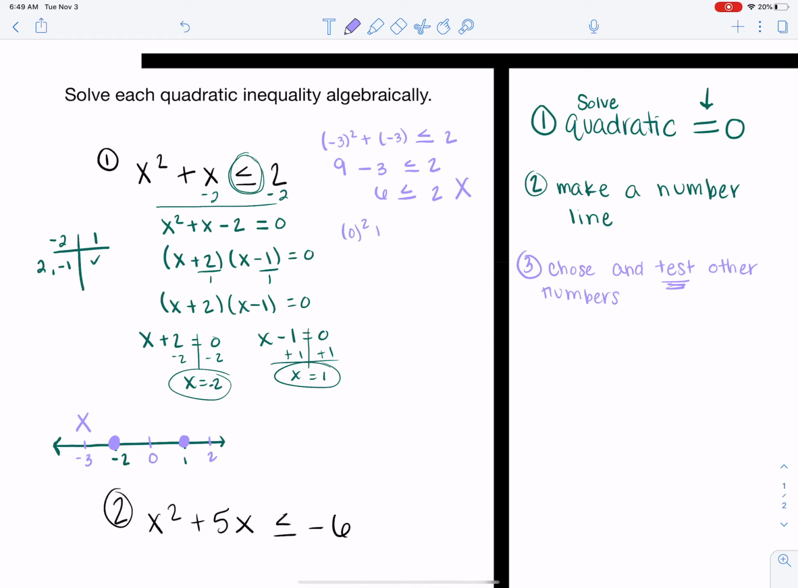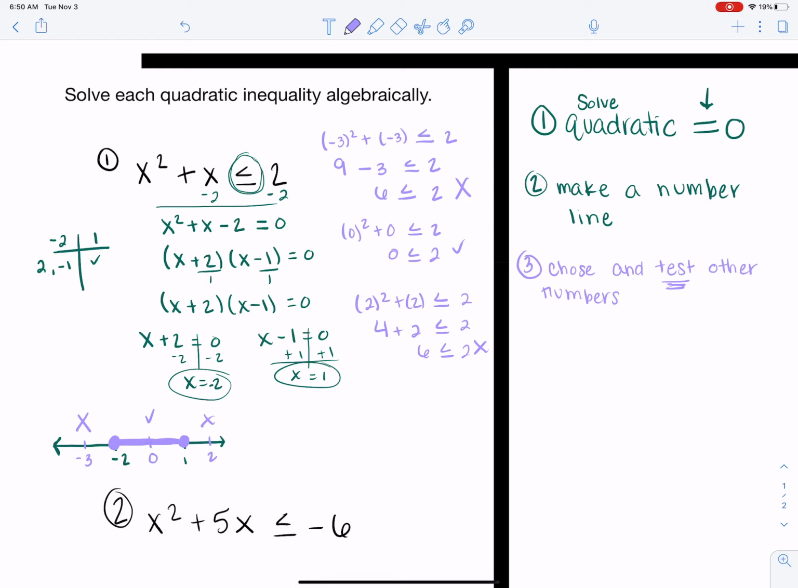Okay, now let's test 0. So 0 squared plus 0 has to be less than or equal to 2. 0 squared is 0, plus 0 is 0. 0 is less than or equal to 2, so I am going to shade the center of the number line. Okay, let's test +2. 2 squared plus 2 is less than or equal to 2. 2 squared is 4 plus 2, so we have 6. That is not less than or equal to 2. So I know that my answers are shaded this way on the number line.